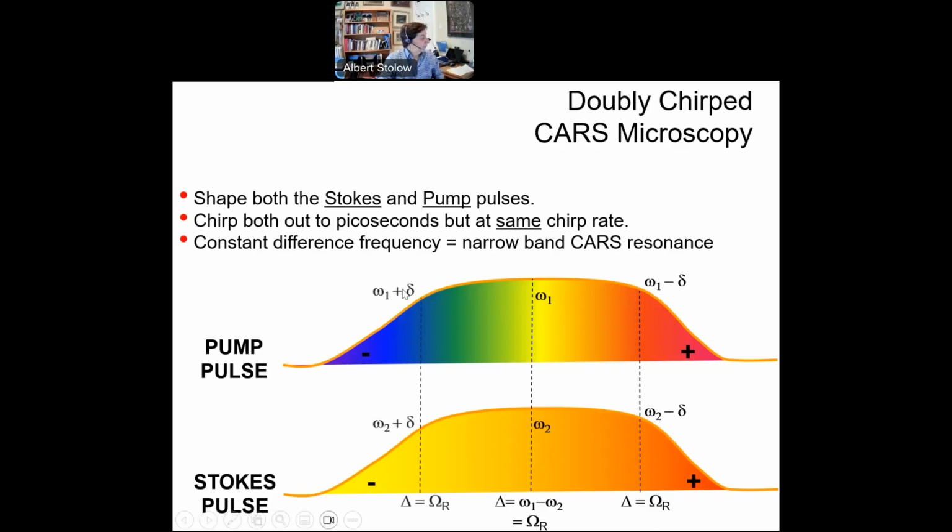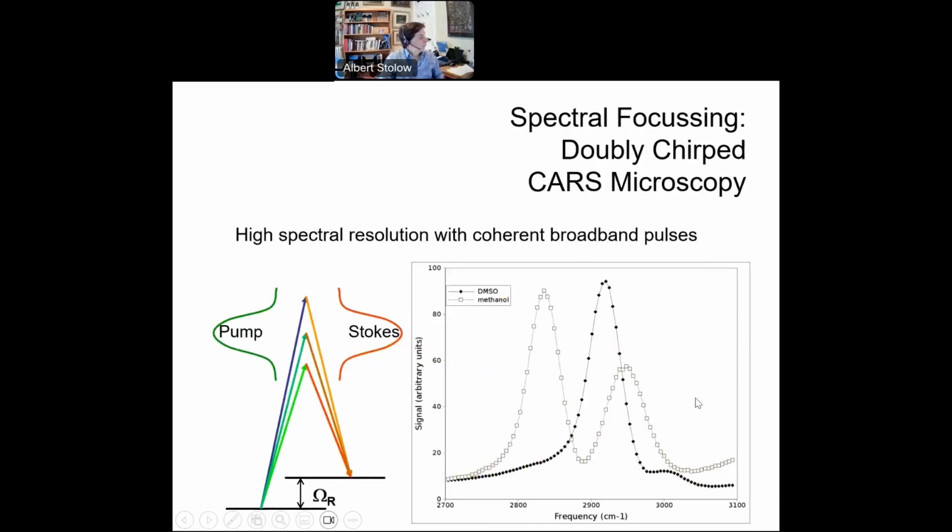And the same on the other side here, I'm increasing the frequency by some amount delta. But if I increase the other laser by the same amount delta, then their difference frequency also remains constant. So in other words, even though these colors are very broadband, many colors are here, their instantaneous difference frequency remains constant throughout the entire pulse. So this is what happens when I chirp both of them.